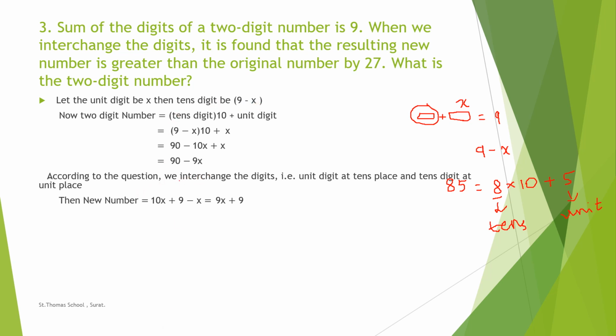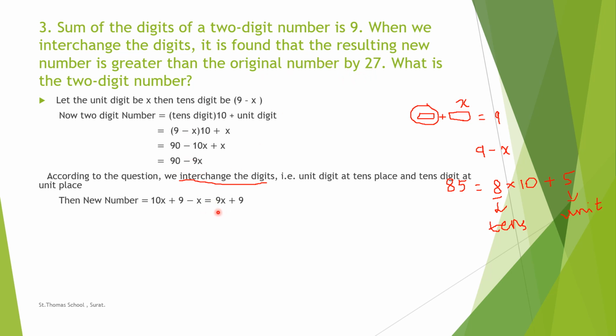When we interchange the digit, okay, so 10x plus 9 minus x. Now 10x minus x, that is 9x plus 9. Is it clear now? Now, again read the question. It is found that the resulting new number, what is the new number here? 9x plus 9 is greater than the original number by 27. That is 9x plus 9 is equal to 90 minus 9x plus 27.